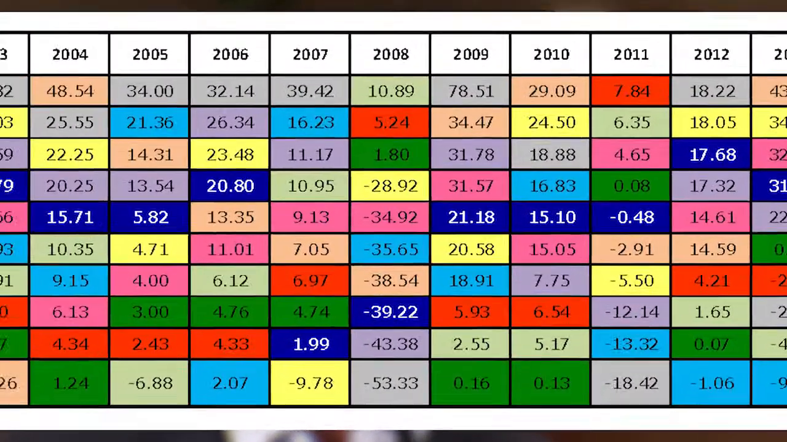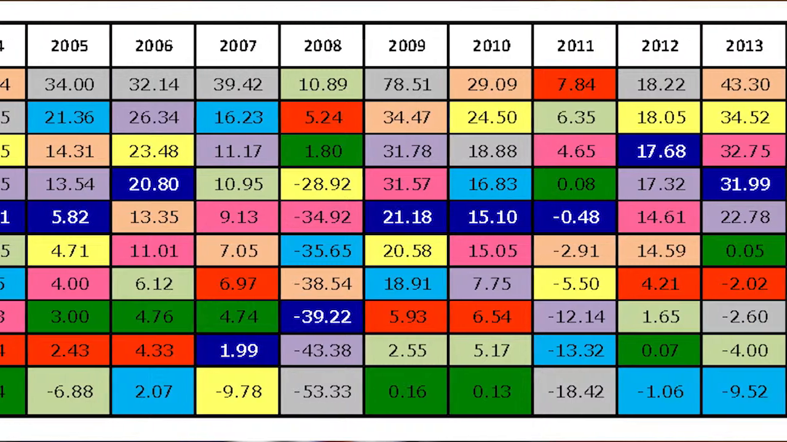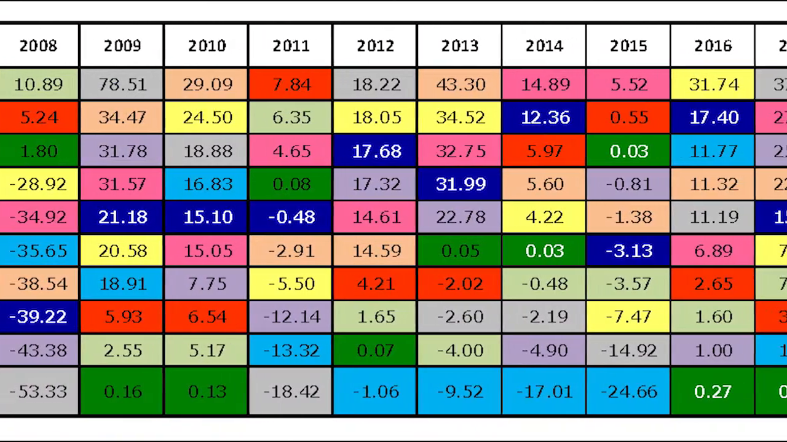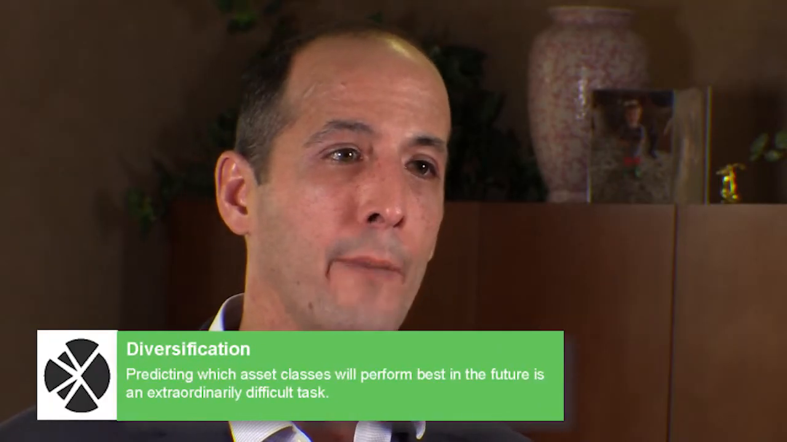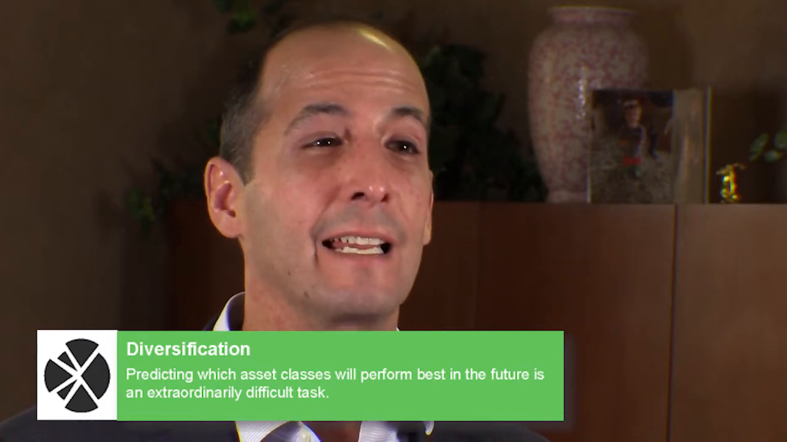In this chart, asset classes are organized by calendar years, and we're taking a look at the last 15 years. The rankings change every year, thereby demonstrating several key investing principles and concepts. The first being diversification. Predicting which asset classes will perform best in the future is an extraordinarily difficult task. Just take a look at the chart. There's very little consistency year over year.